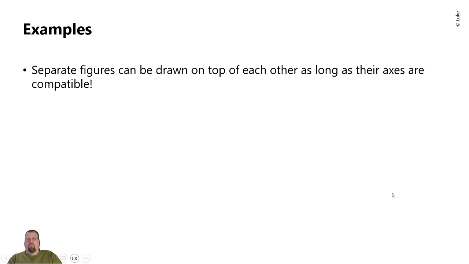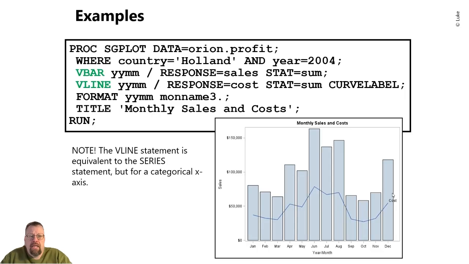There's also a reminder that we can draw separate figures on top of each other as long as their axes are compatible, which we also mentioned already earlier. And here is an example of that situation. In this example, we are using both VBAR and VLINE. So VBAR does the bar chart part of this image.